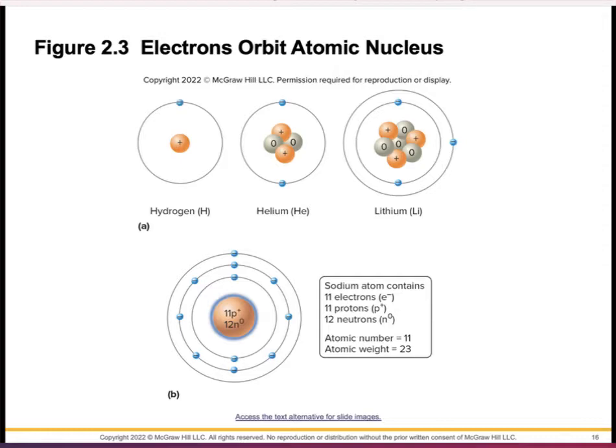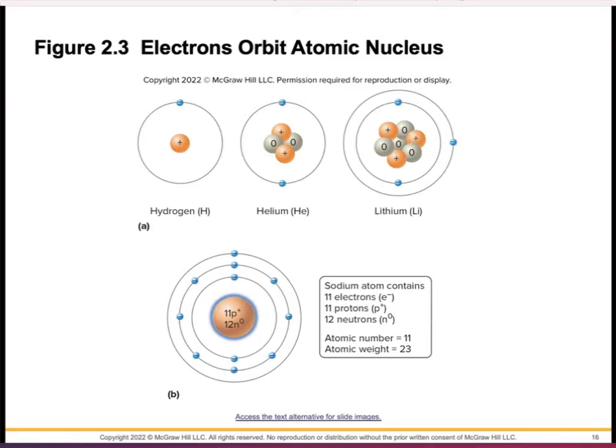Now, the structure of helium shows a central nucleus with 2 neutrons and 2 protons. Helium has an orbital with 2 electrons. So you're going to see 2 electrons floating in that innermost orbital. 1, 2.